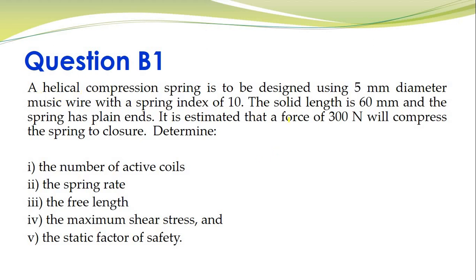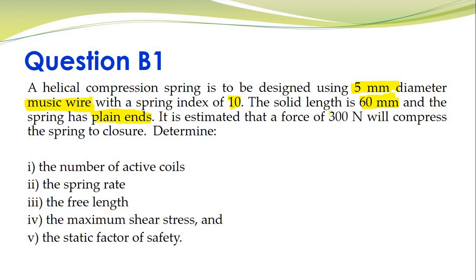So what we do is, whenever we get a question of this sort, we try to identify the variables and qualitative data that is given to us. So we have a helical spring which is made using a 5 mm diameter wire, right? So wire diameter is given as 5 mm. The spring is made from music wire. So again, this is a very important parameter that we need to understand. The spring index is given as 10. The solid length is given as 60 mm. So we are identifying all the quantitative and qualitative information. The ends are left plain, so we've got a plain end scenario.